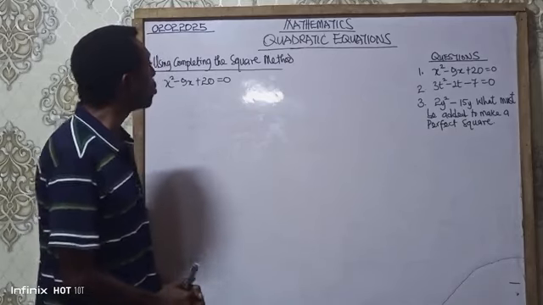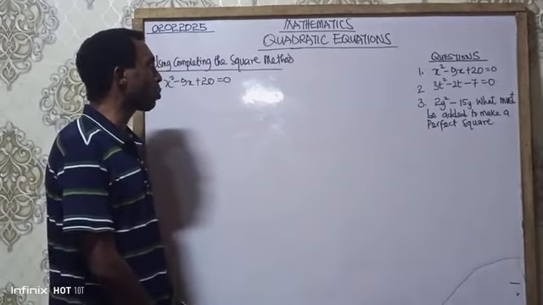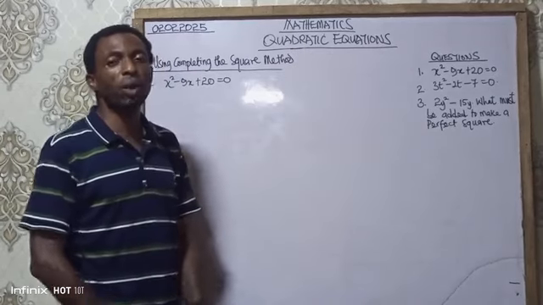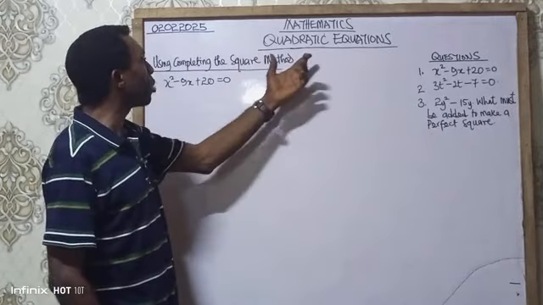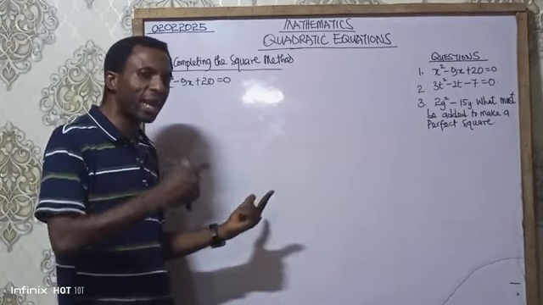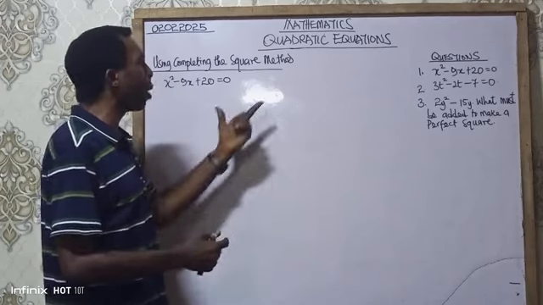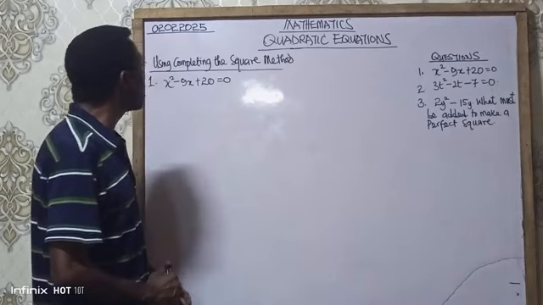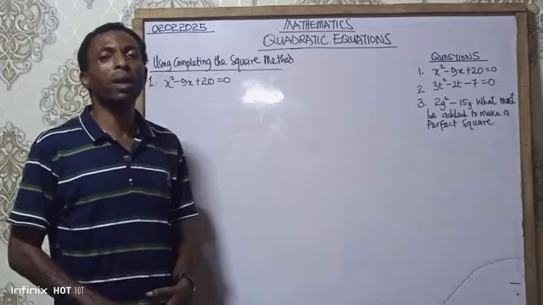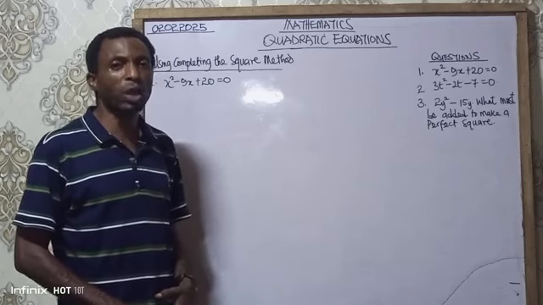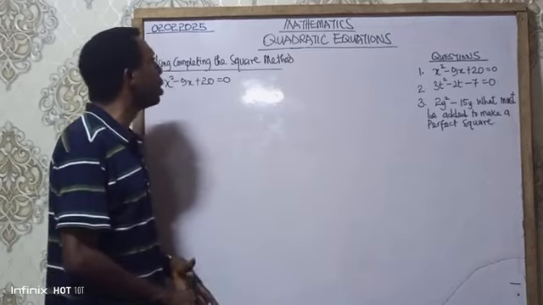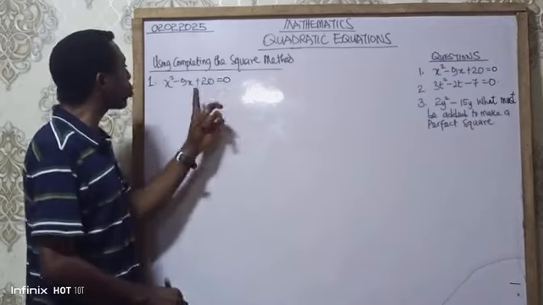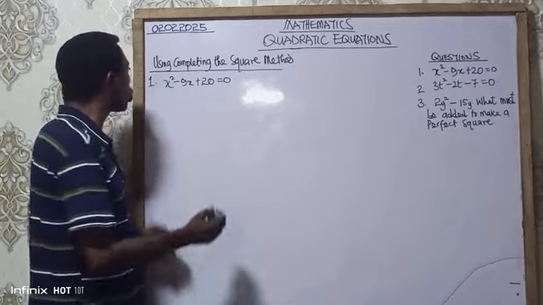First, again, we've started this topic under equations. Yesterday we did linear equations, everything about linear equations, and then we moved down to quadratic equations. Yesterday we used factorization to solve quadratic equations. So today we are moving to using the completing the square method to solve quadratic equations. The first question there is this, and that is what we want to solve now.